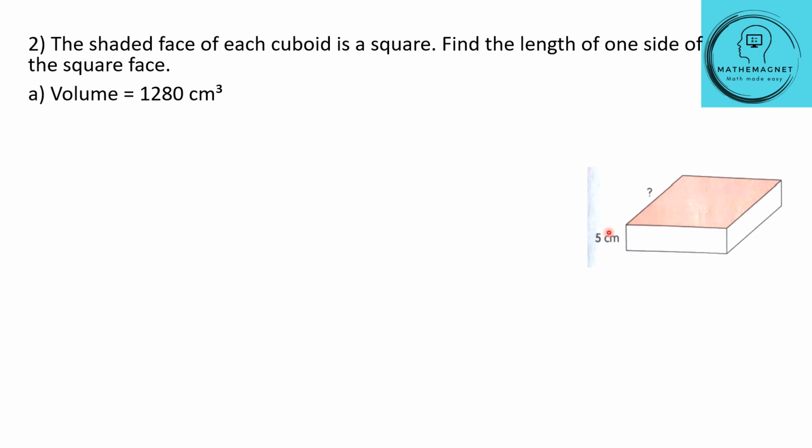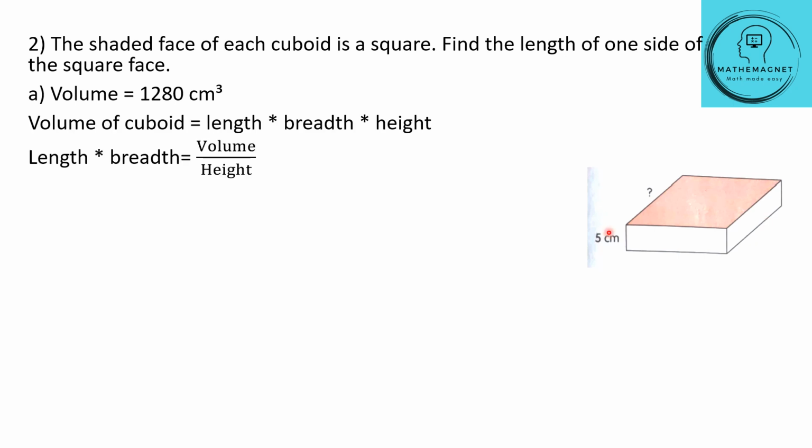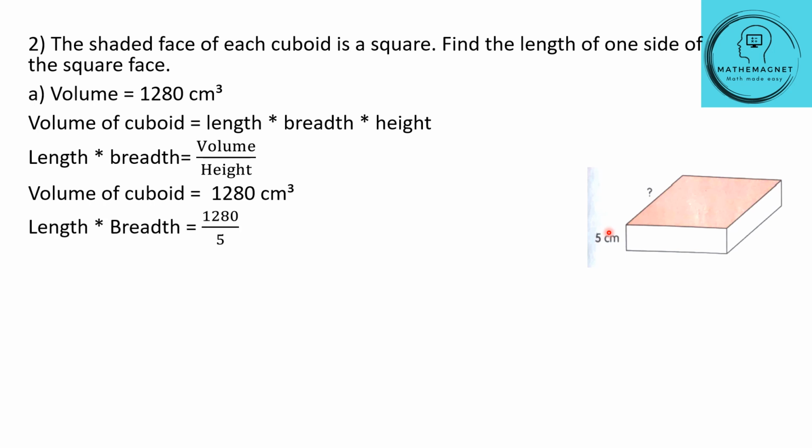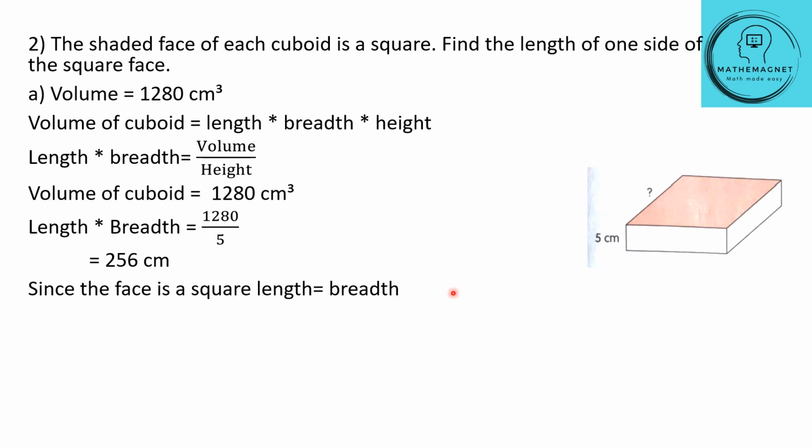Now we know the volume and we know the height. So with that we can find the area, or length into breadth, by dividing volume by height. So that will be 1280 divided by 5, which is equal to 256 centimeters. Now this is basically the area of the square face, or it can also be told as length into breadth. To find the length of one side we'll have to find the square root of 256, because length is equal to breadth since this face is a square. So length will be square root of 256.